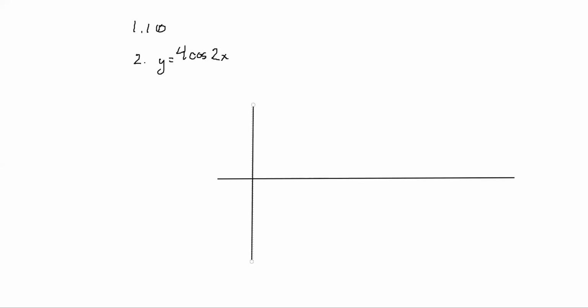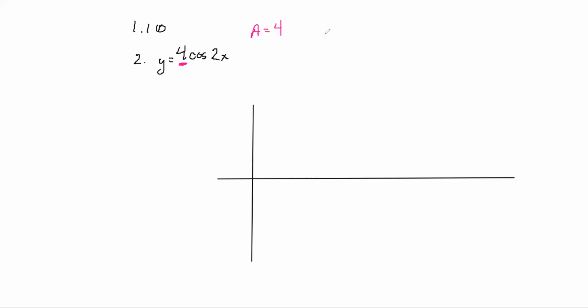Okay. So where am I going to start? I think I should start with what my amplitude is. My amplitude is pretty easy because it's this number that is straight out in front here. So my amplitude is equal to 4. And so that means that my wave is going to be 4 above the 0 and 4 below the 0.